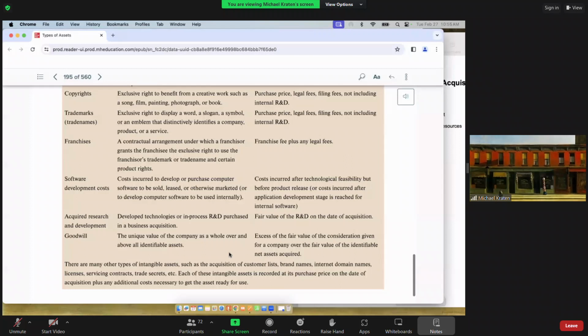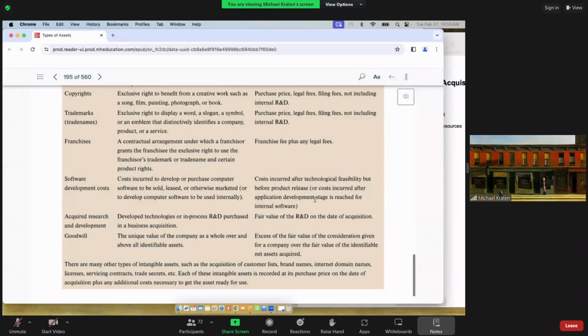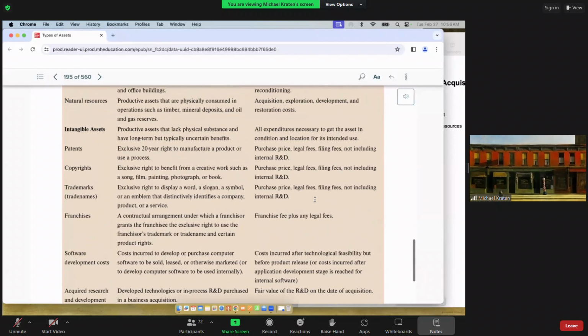Okay, and finally, as I mentioned, for goodwill, if you identify all the different assets that you are purchasing when you buy a company, and you say, all those assets I think are worth $90 million, but you decide to spend $100 million for the company, why did you pay the extra 10 million? It's not always, but often because of the company's strong reputation, their brand value, their goodwill.